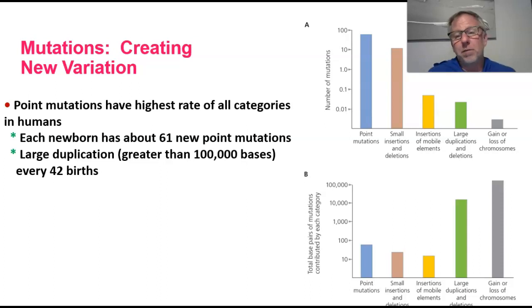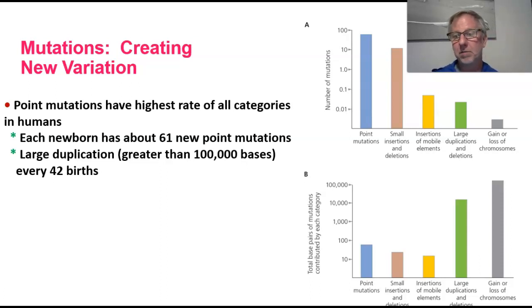Now, if we look at figure B, it's showing you something different: total base pairs of mutations contributed by each category. So when you look at it from this perspective, point mutations, although they are the most common type of mutation, don't have the biggest impact on DNA structure. They're kind of in the middle there.